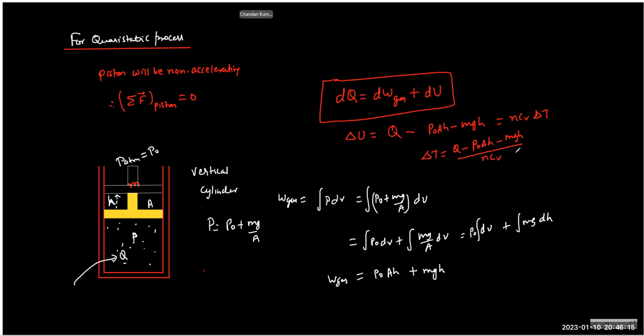So the first law is not something new. It is actually conservation of energy itself. Okay. So delta T is how much? Q minus P naught Ah minus mgh, upon nCv. And that is more than sufficient to get a very challenging question solved. So this is not an easy question. What you have solved is a challenging question.